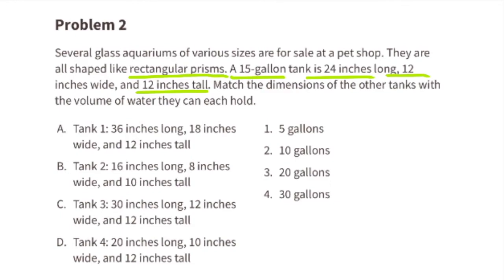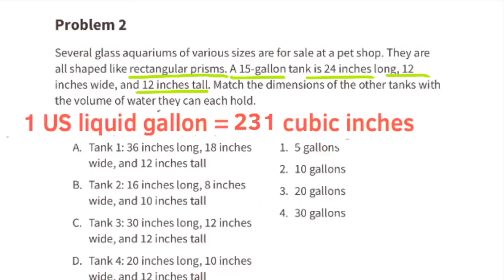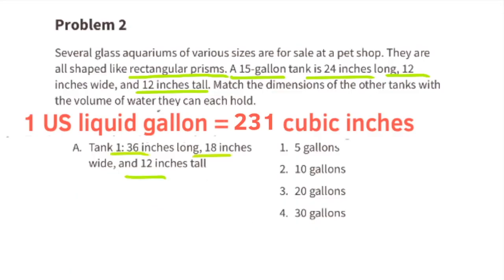I could just find the volume of each of these tanks and then see how many times larger or how many times smaller they are compared to the volume of the aquarium in the word problem. But I've decided to look up how many cubic inches are in 1 U.S. liquid gallon. And there's 231 cubic inches in a U.S. gallon. What I'll do is find the volume for each of these aquariums, and then I'll see how many times 231 goes into the volume.